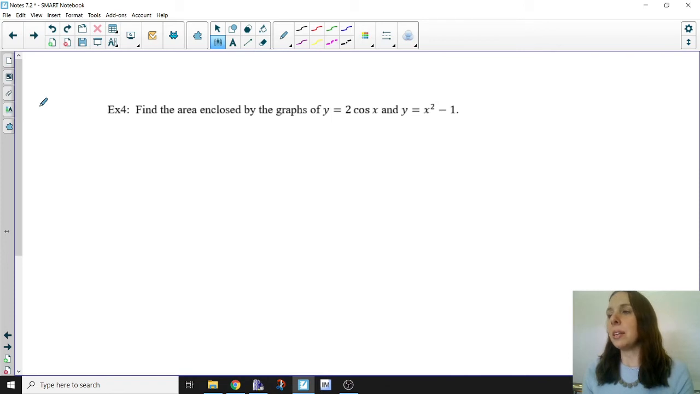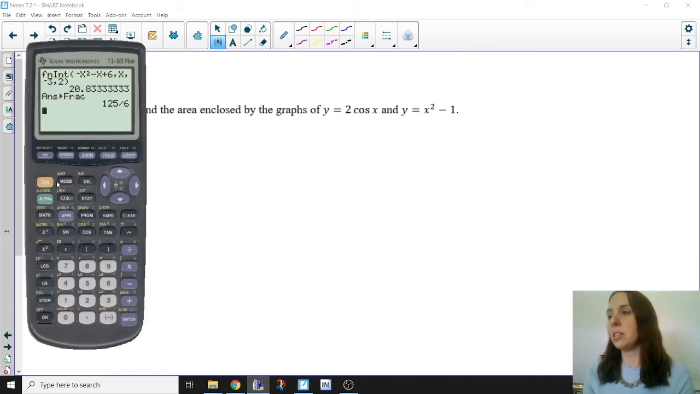Now take a look at example 4. Find the area enclosed by the graphs of y equals 2 cosine of x and y equals x squared minus 1. So again, I'm giving you two functions, no graph and no interval. So let's take a look at this in the graphing calculator. And this time, since one of the functions is a trig function, I think I'm going to do a zoom 7 viewing window.